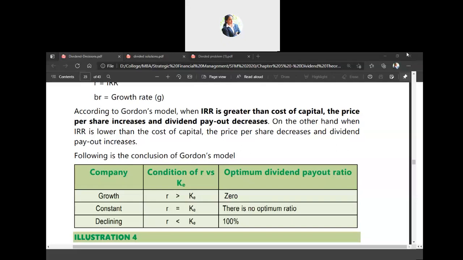The optimum dividend payout ratio for such companies shall be 0. That is to say, dividend payable shall be 0 and retention shall be 100. For any constant company, the R shall always remain the same as that of cost of capital, and because of this there shall not be any optimum payout ratio. That is to say, whatever the dividend payout ratio stands at, there shall not be any difference in the value of the company.